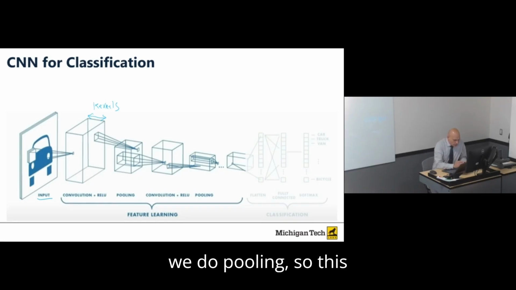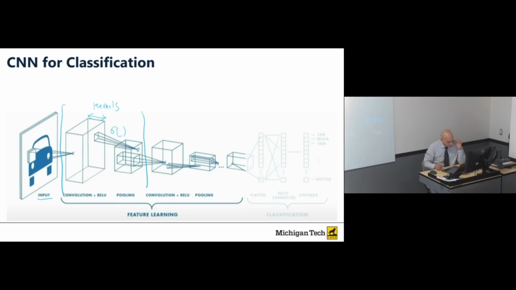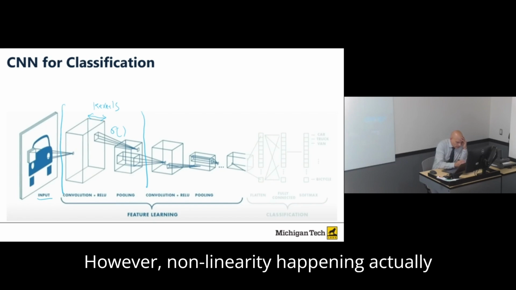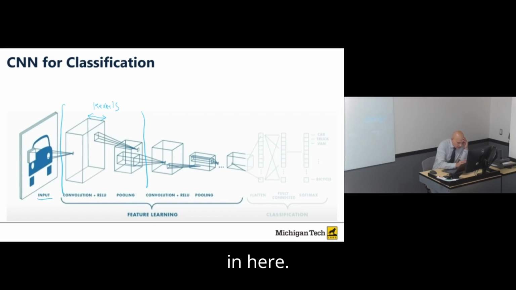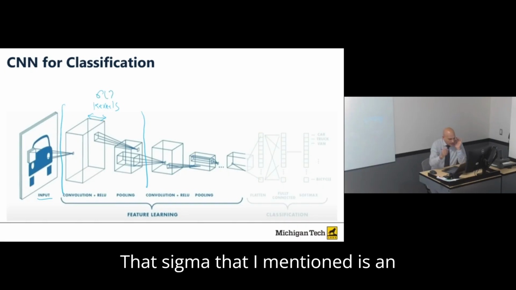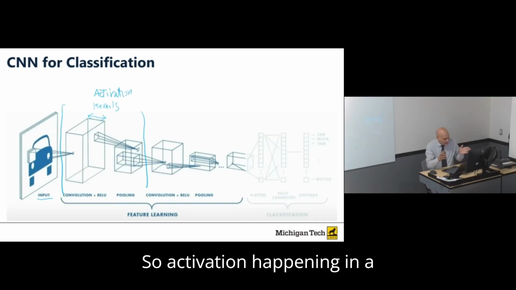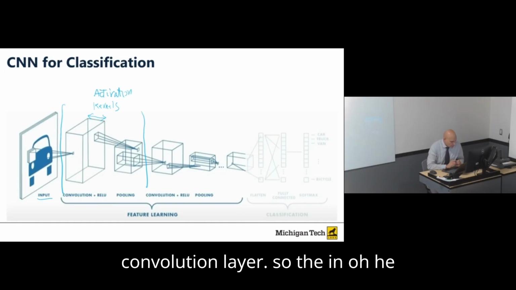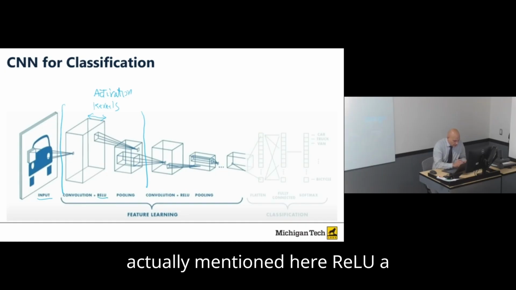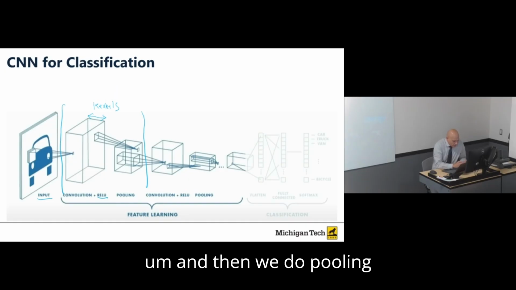And we do pooling. So this part is the first layer. We do pooling, however, here we do nonlinearity as well. That sigma that I mentioned is an activation function. Maybe I just write activation. So activation happens in a convolution layer. It's mentioned here as ReLU. A convolution and ReLU happen here, and then we do pooling.